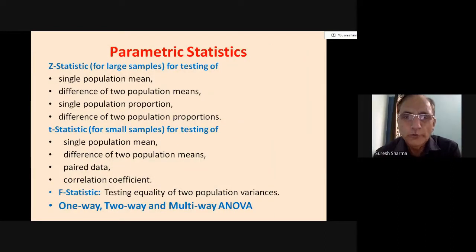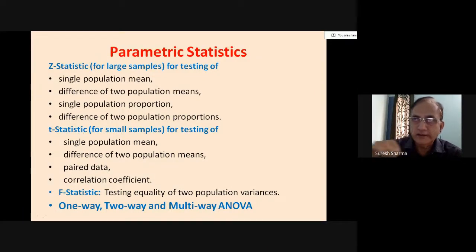Now, moving on to parametric tests, there are two types of parametric test. One is for large samples. Whenever your sample size is more than 30, it is considered to be a large sample. And another is for small samples, whenever your sample size is less than 30, like 15 observations, 8, 9, 20 observations, right? So if your sample size is very large, generally we use Z test or Z statistics. But when your sample size is small, we use T test.